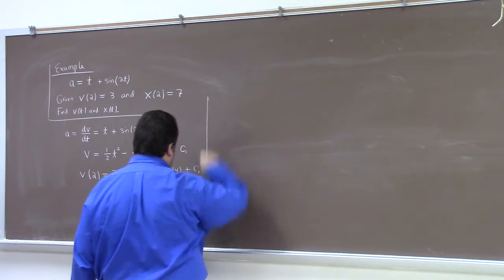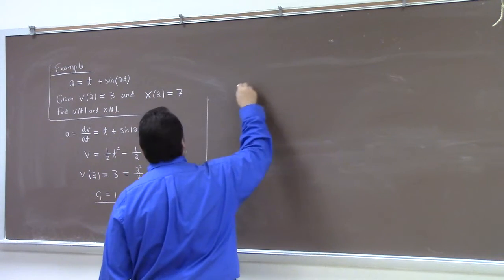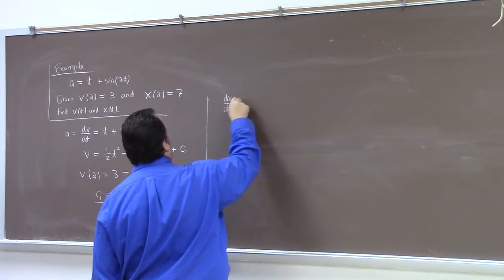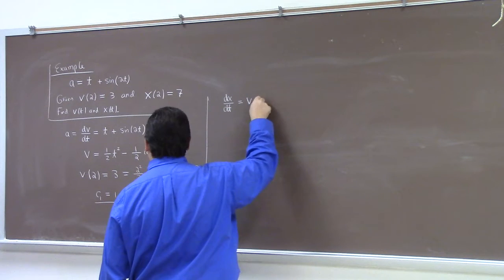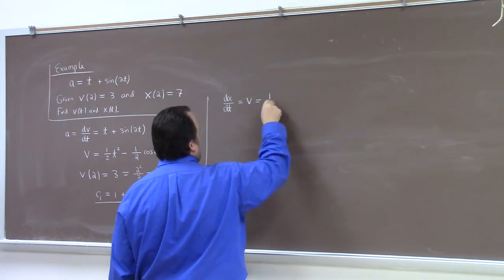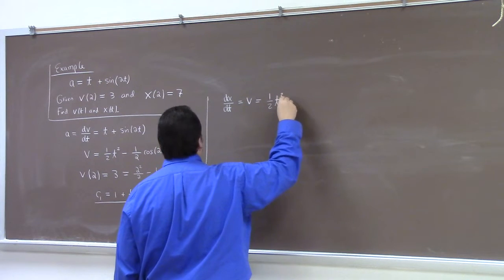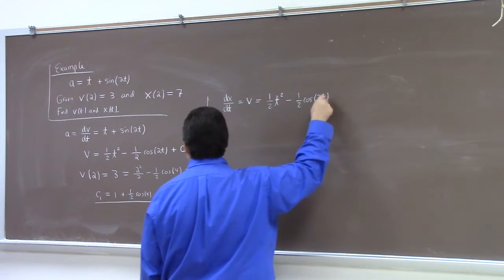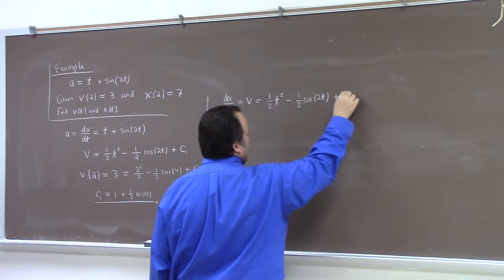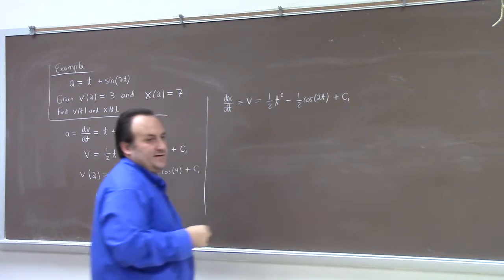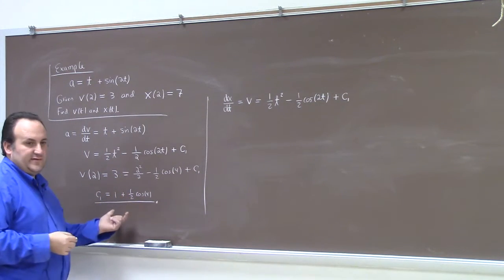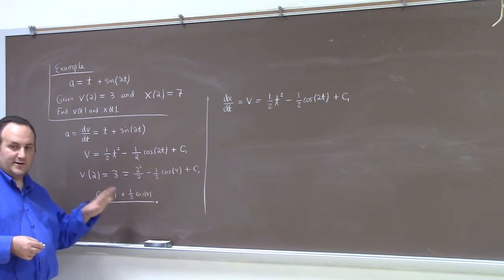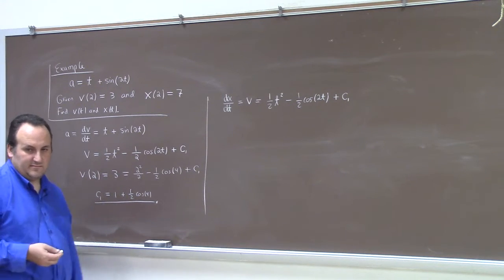Then what? Then I have that dx/dt is equal to v. But v is equal to 1/2 t squared minus 1/2 cosine of 2t plus c1. And I'm going to leave c1 like that because it does not give me joy to rewrite this number another 5 times in the solution. I'll put it back in our answer, but until then I'm just going to leave it as c1, okay? Because it's easier to write c1.